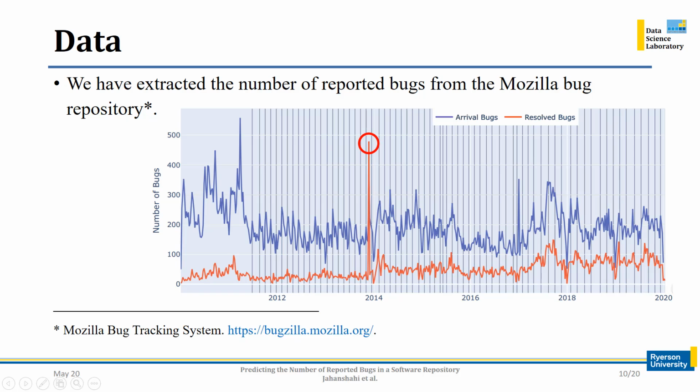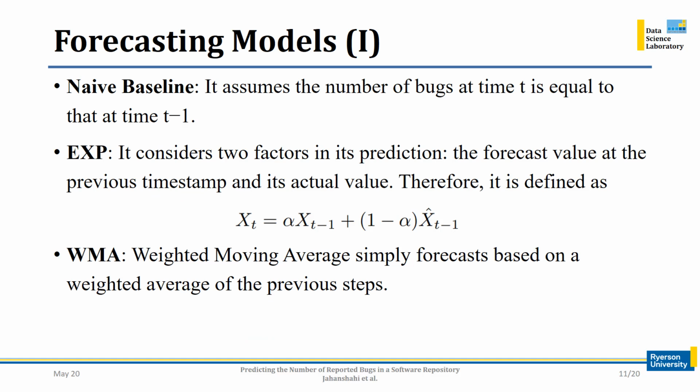Here, this figure, in the paper it is figure 2. Figure 2 demonstrates the arrival and resolved bugs in the Mozilla project. As can be seen in the figure, Mozilla Suite weekly bug arrival ranges from almost 50 to 558, which is the maximum one here. The clear outlier is also shown by a circle, this red circle here. We remove that one because it might affect our prediction.